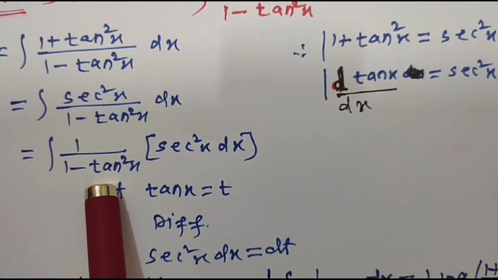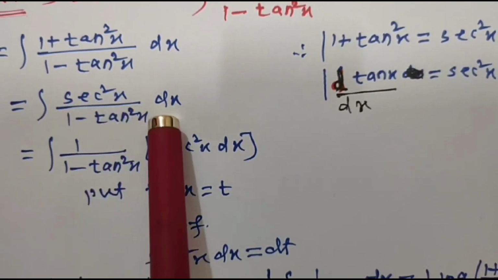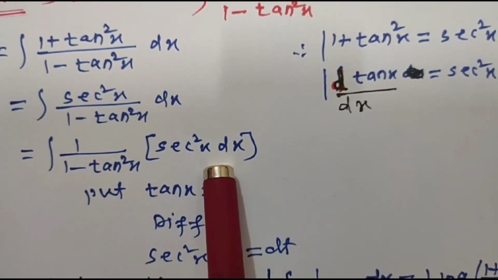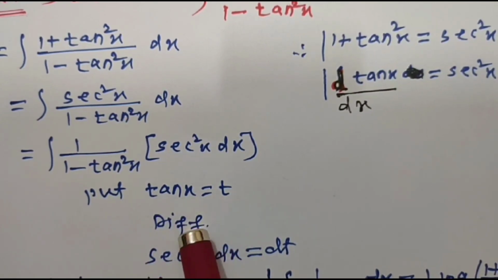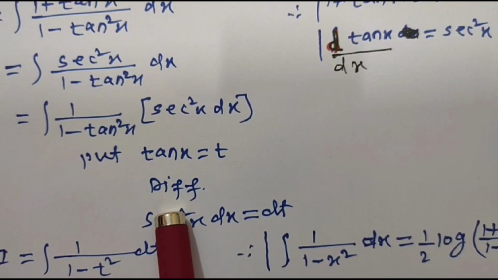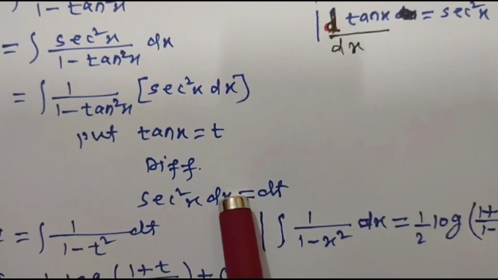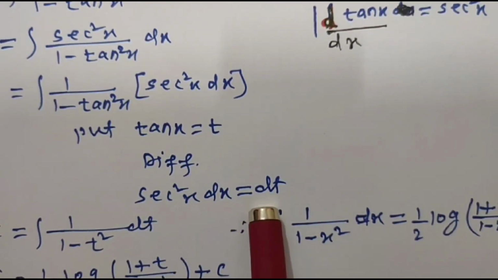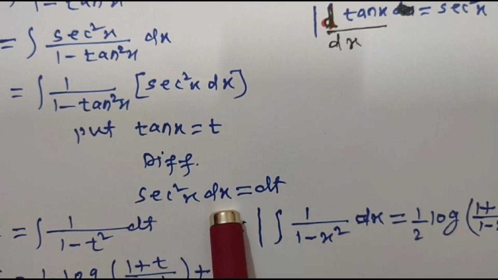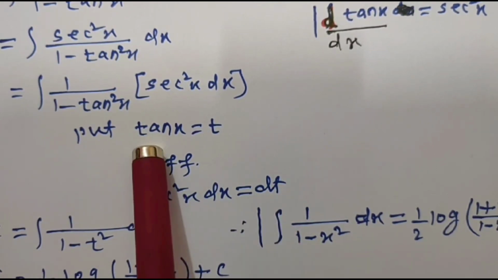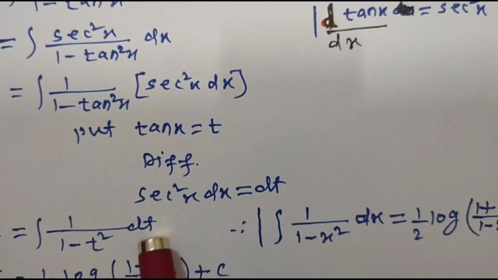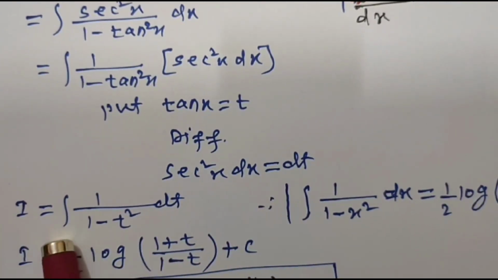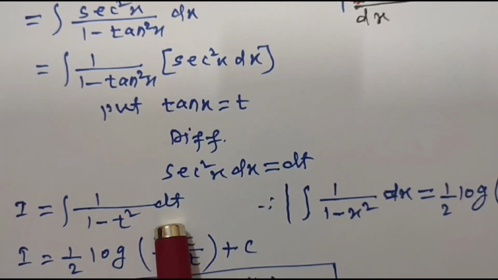Then the integral becomes 1 upon 1 minus tan square x. We are separating sec square x with dx in another bracket because we have to use the substitution tan x is equal to t. If we differentiate this with respect to x, then we will get sec square x dx is equal to dt. Replace sec square x dx by dt and tan x by t in the integrand of the given integral. Then the integral becomes I is equal to the integral of 1 upon 1 minus t square, and this bracket you can replace by dt.